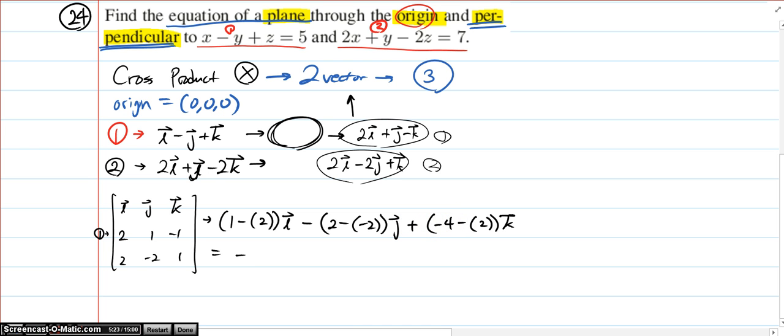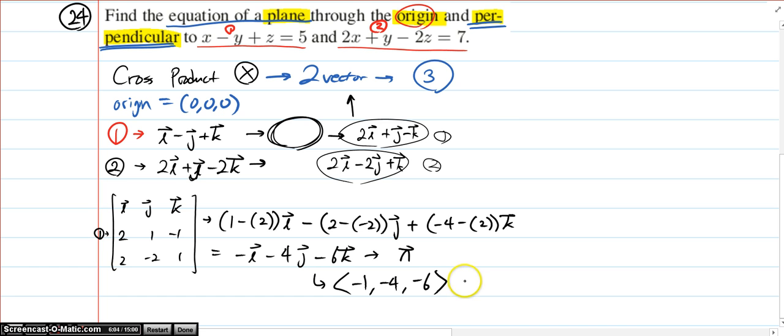So this cleans up to negative i, negative 4 j, because there's a minus here, 2 plus 2 is 4, and then minus 6k. So now we got a third vector by using the cross product of the two vectors from the two planes that we're given. This is another normal vector, for the plane we want to get. So we can rewrite this in ABC form, which is negative 1, negative 4, and negative 6.